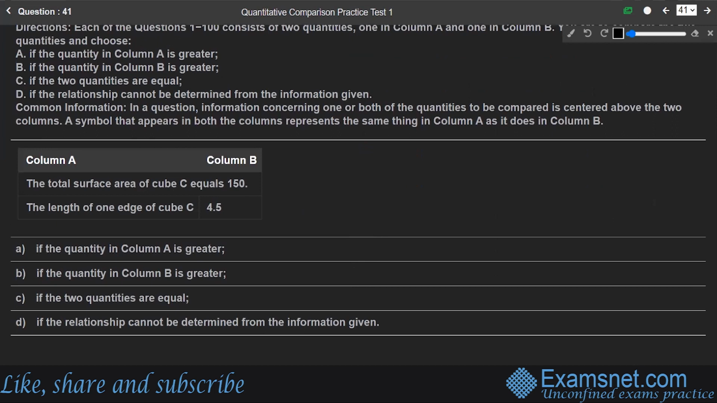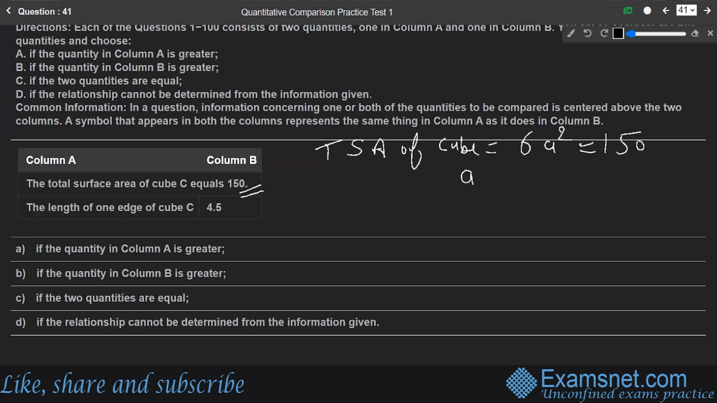Now the question is: total surface area of a cube C equals 150. So let us find out the formula for total surface area, TSA, of a cube. Total surface area of a cube is always given by the formula 6a square, because there are 6 square surfaces. And this value is given to be 150 for us.